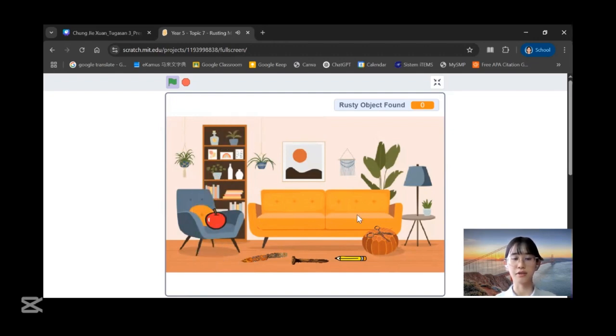Enjoy! So like I just mentioned, you need to find which objects are rusty. So let's press. There are 3 objects. So press. Okay, this knife is rusty. Nail also rusty.